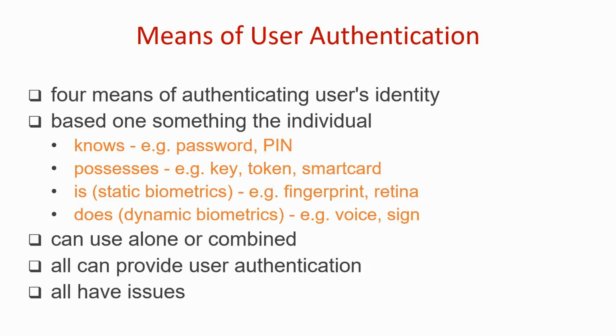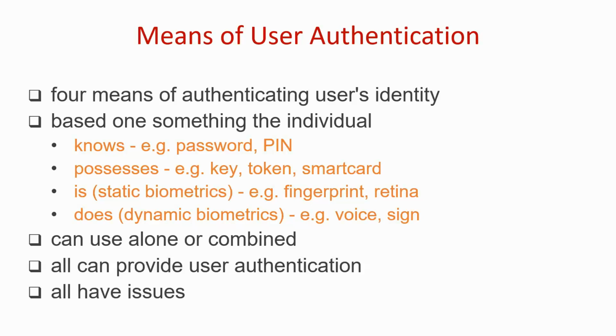The third category of user authentication is something that the user is. This is the category of static biometrics. These are physical features of the users that do not change with time. And they include things like fingerprint, retinal scan, iris scan, facial recognition as well. Any static feature of the user can actually be used as a static biometric.